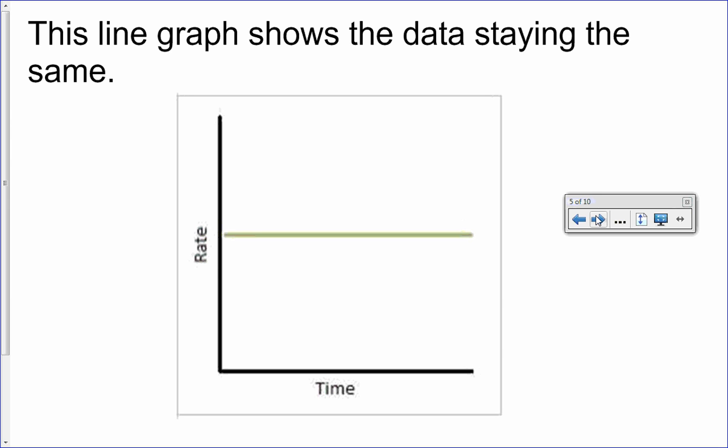This line graph shows the data staying the same. So that means we have a completely straight horizontal line. Nothing changes as we move further right.